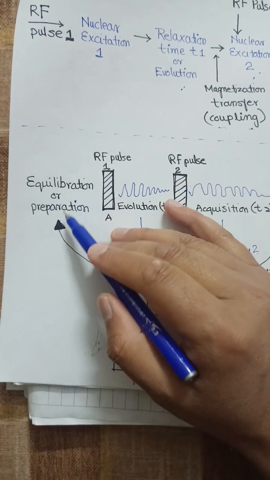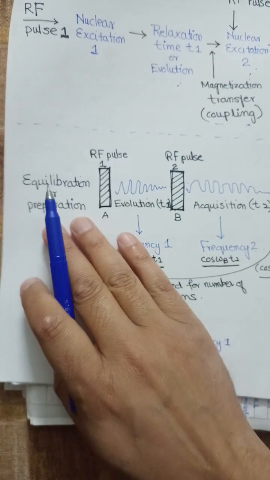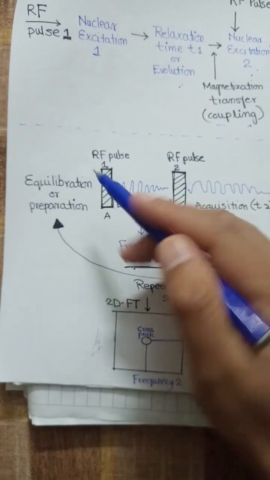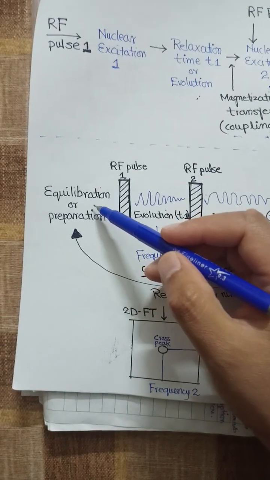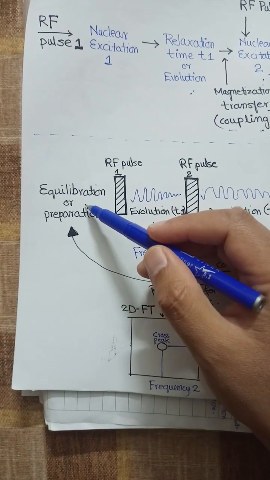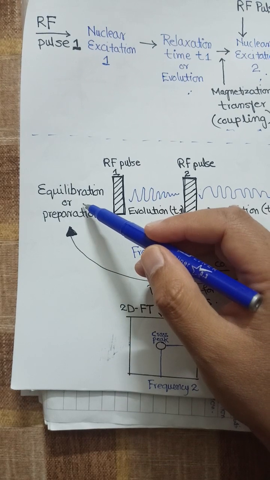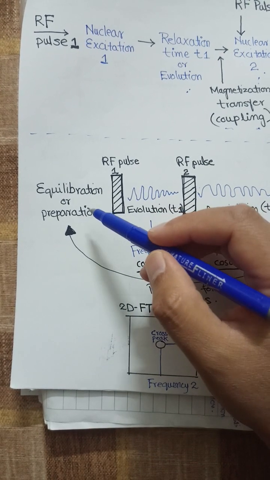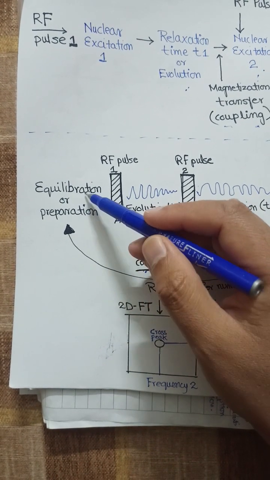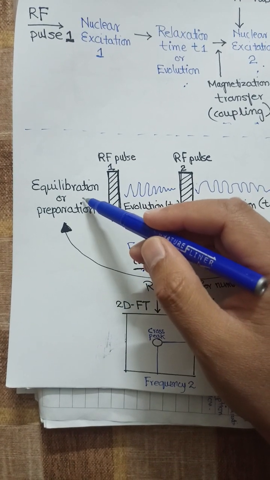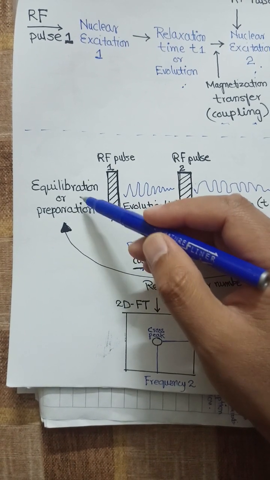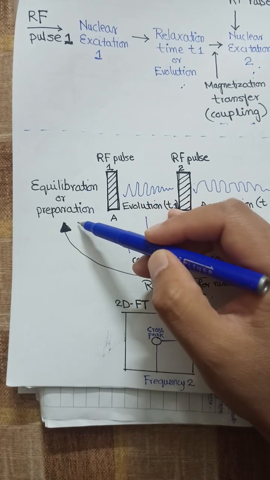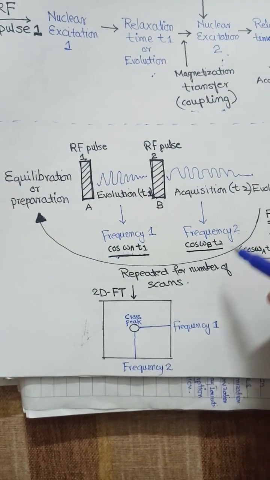What is equilibration or preparation? We also discussed in our previous lecture that when we apply a magnetic field, the protons or nuclei spinning in different states like alpha and beta spin states arrange themselves along the magnetic field or against the magnetic field. So this is called equilibration or preparation time.